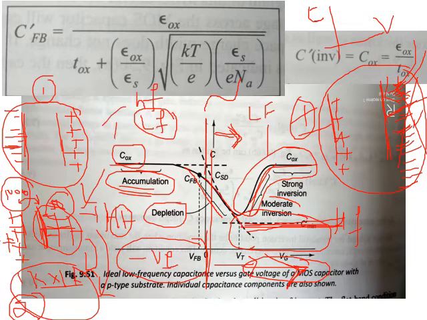Okay, so basically we have three parts. This is case one, that is accumulation. This is case two, which is nothing but depletion, correct? And the third one is inversion. In inversion, we again have two divisions: one is moderate inversion and the second one is strong inversion.